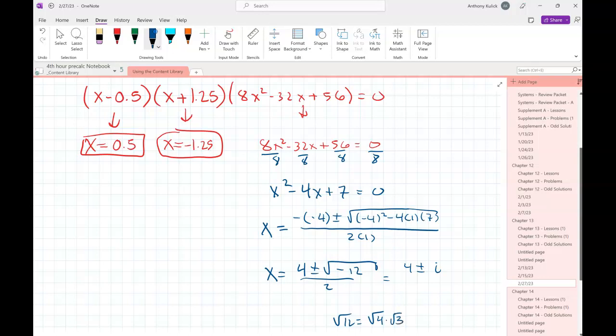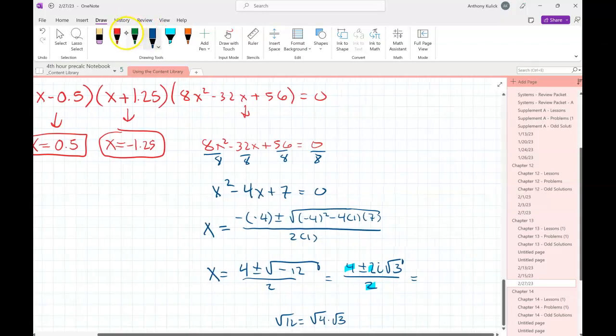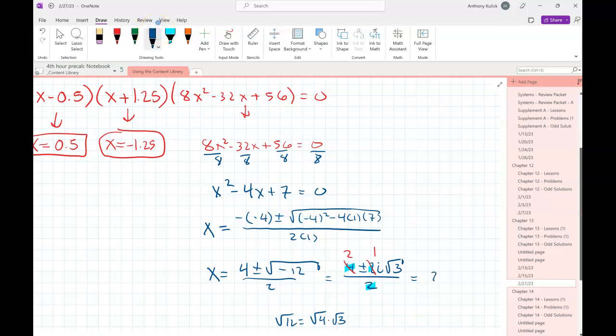Why is that helpful? Because the square root of 4 is 2. Yep, absolutely right. So I'm going to put the 2 there and the root 3 there. Can I reduce that? Yes. How do I know I can reduce it? You have to divide both parts of it by the 2. So that reduces down. So it's 2 plus or minus I root 3.